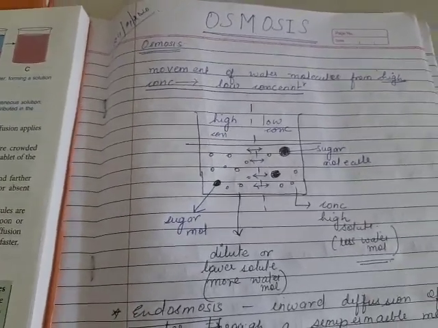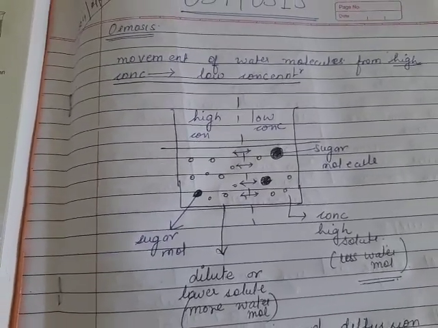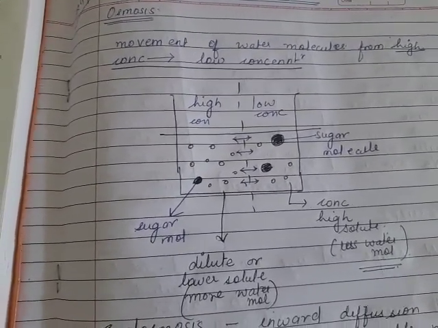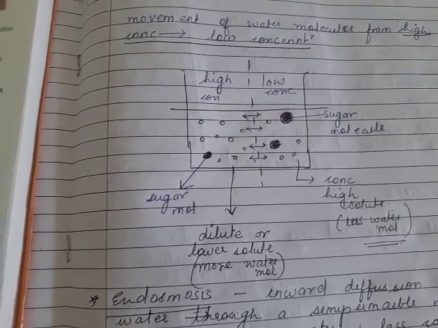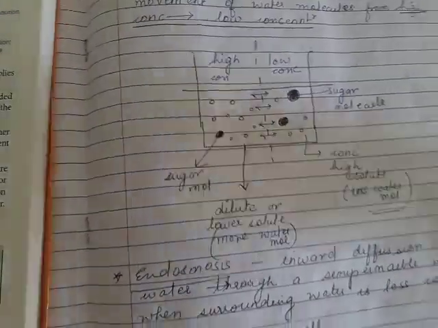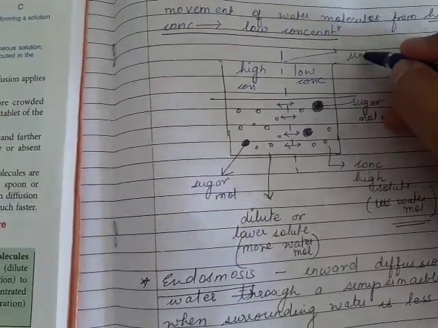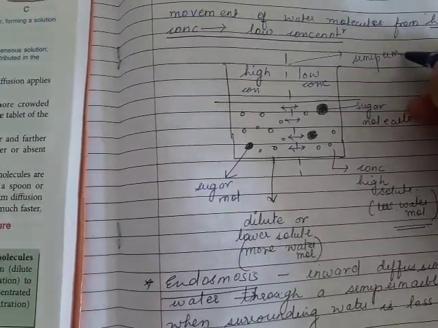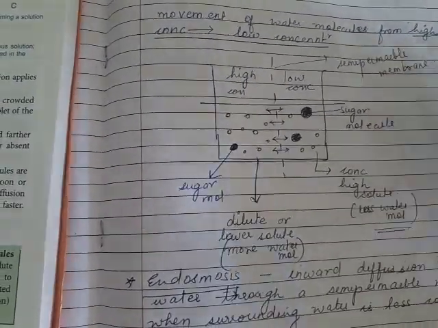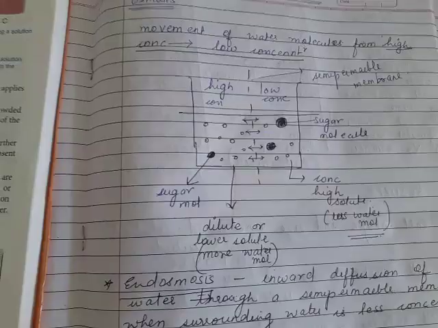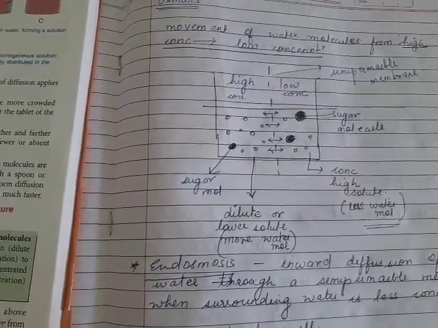Now osmosis is nothing but the movement of water molecules from a region of high concentration to a region of low concentration in the presence of a semi-permeable membrane. So here, if you see, I have made a semi-permeable membrane. Now what is this semi-permeable membrane? It allows only a few substances to get inside it. It's like a filter, you can say. Only a few substances can pass through the semi-permeable membrane.